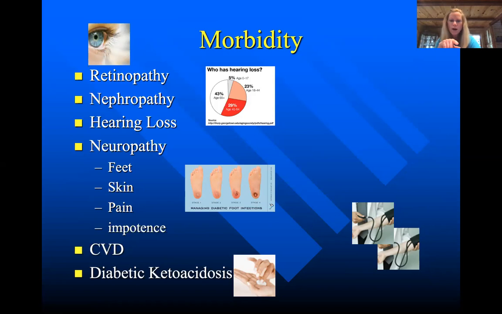And then neuropathy is when there is damage to the nerves. And this can translate a couple of different ways for people with diabetes. They could either have numbness and not be able to feel, or they can have chronic neurological pain. It can go in different ways.